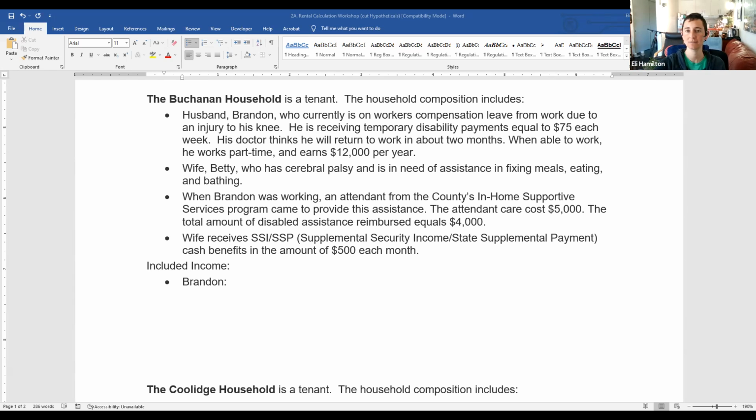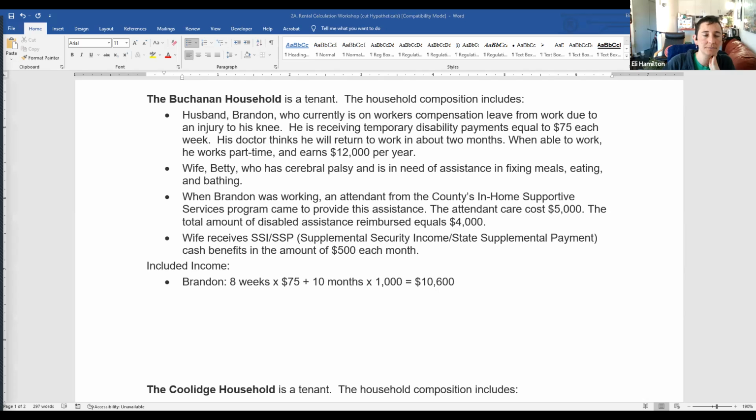So who can give us what you think the income we should estimate for Brandon is? Hey, very good. Yeah, that's exactly it. So we did 8 times 75, and then we added 10 months of work, right? So this is 8 weeks of disability plus 10 months of part-time work at $1,000 a month. And that income is going to be included in our calculation. Is there other income that should be included in this calculation?